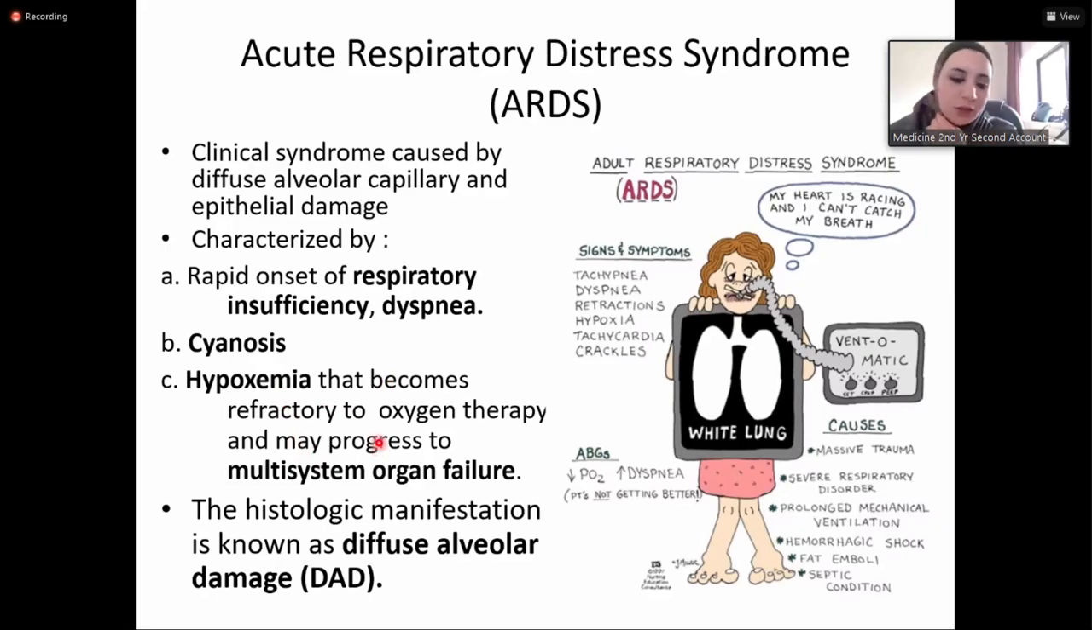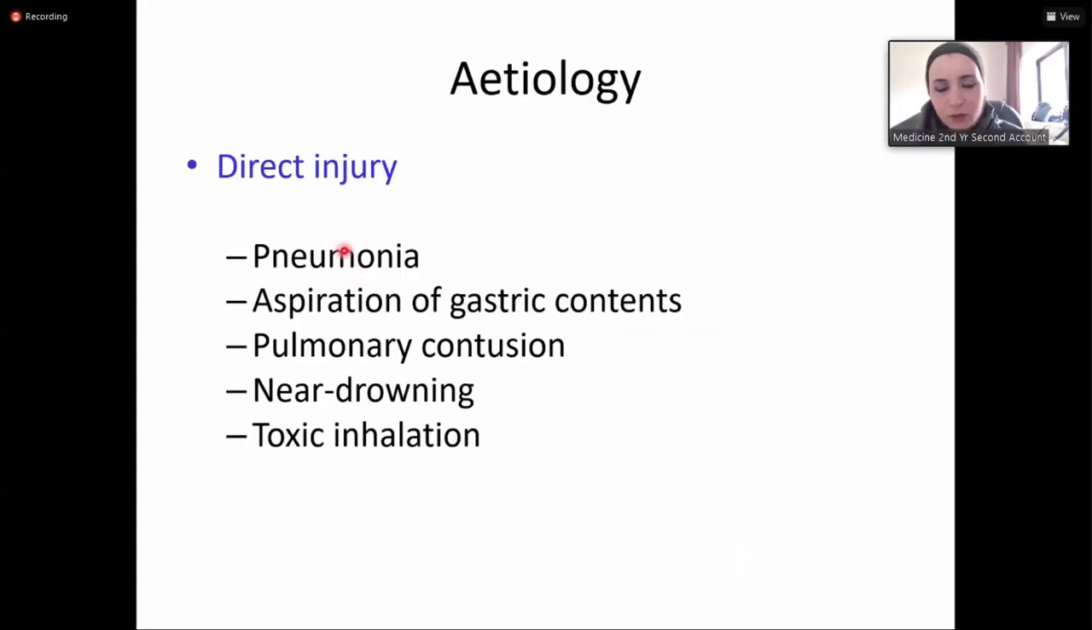زي ما حكينا ليش نحكي عنها سندروم لأنها it could progress into multi-system organ failure. زي ما حكينا under the microscope histologic manifestations is known as diffuse alveolar damage ورح أفرجيكم a minute what is diffuse alveolar damage. Etiology, what are the causes?